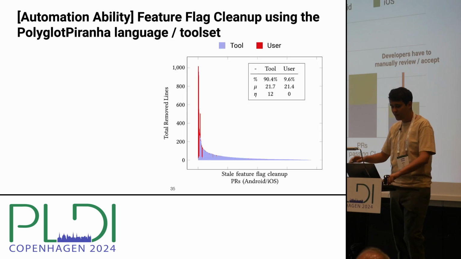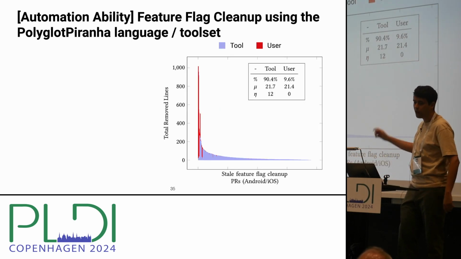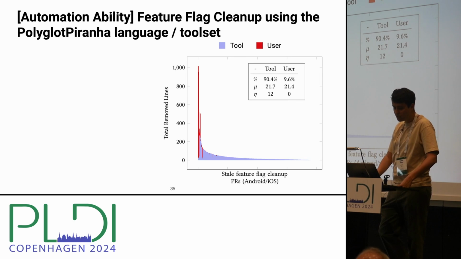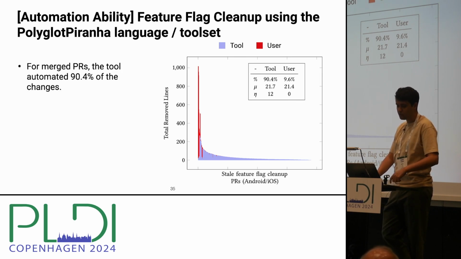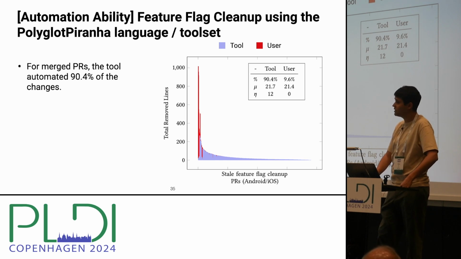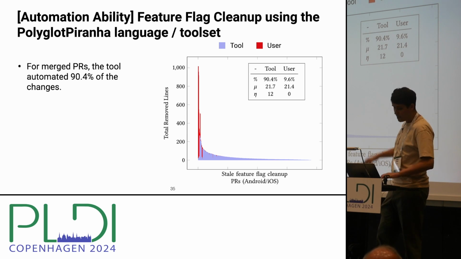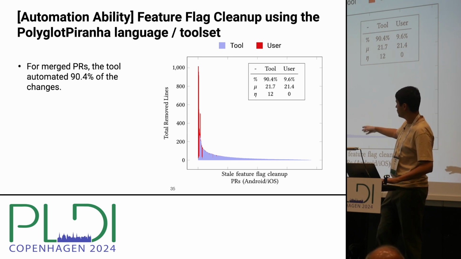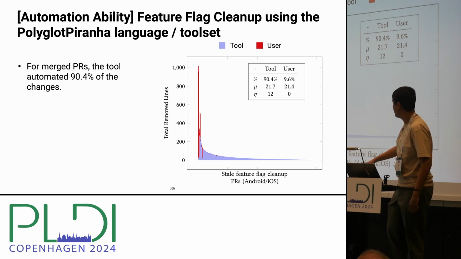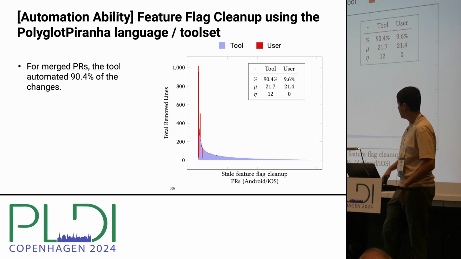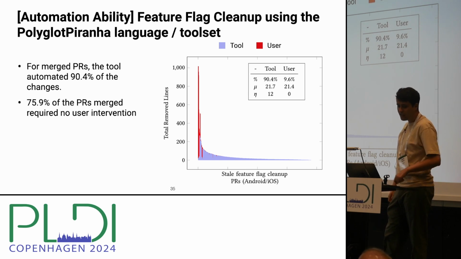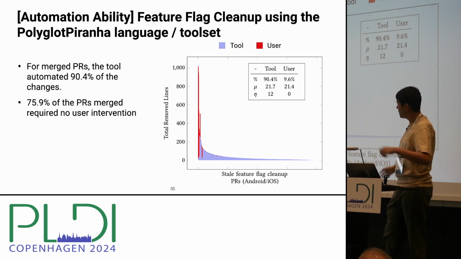And so out of these PRs that have been merged, roughly 1,000, the tooling was basically able to automate most of the changes. 90% of the changes were automated by the tool, as you can see here. This chart shows you the total lines that were removed, ordered by flags.